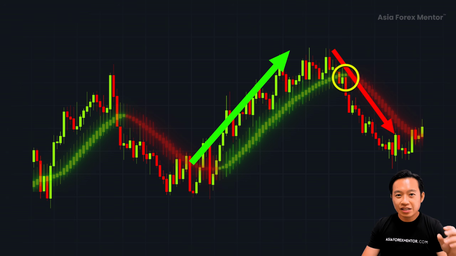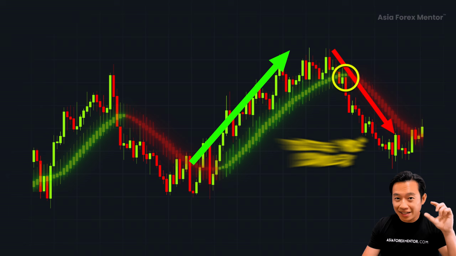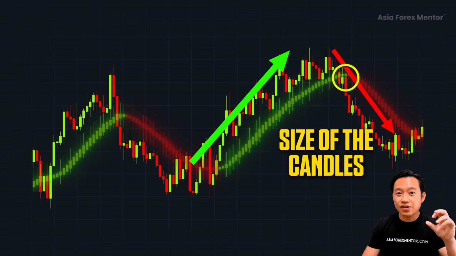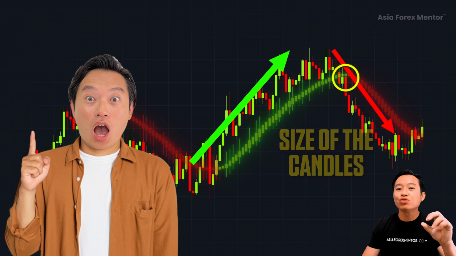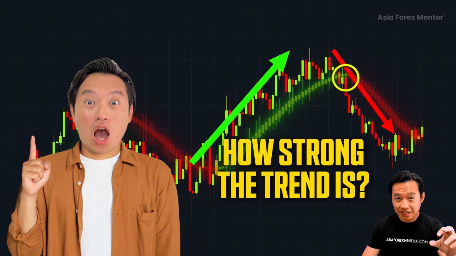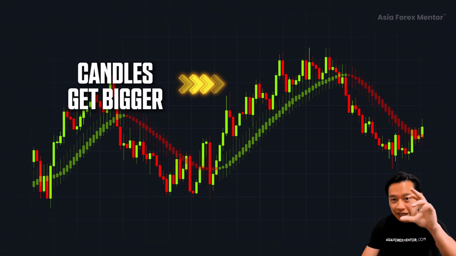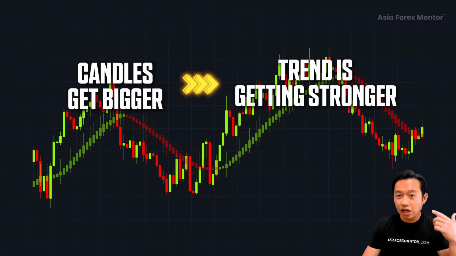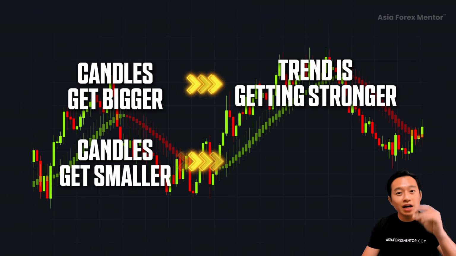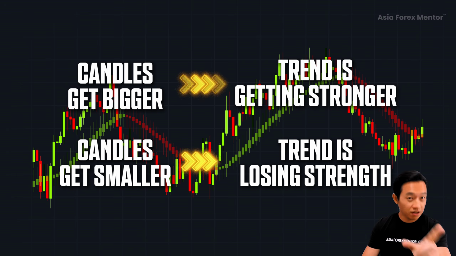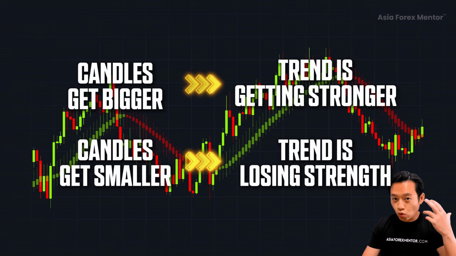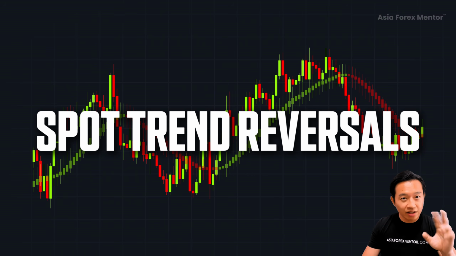So then we add on our knowledge of the size of the candles. Remember the bullish candles? The size of candles will help you to identify how strong the trend is, right? If the candles get bigger, it means the trend is getting stronger with more momentum. If the candles get smaller, it means the trend is losing strength, correct? These candles will help us to also spot potential trend reversals.